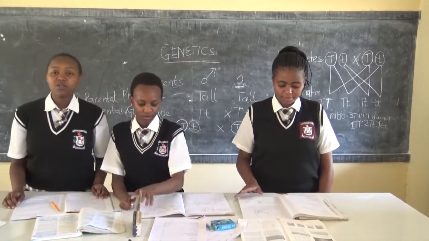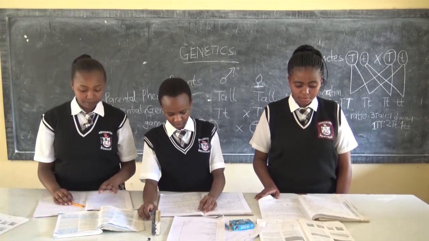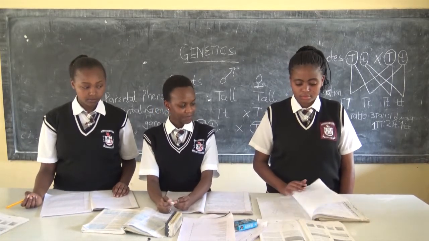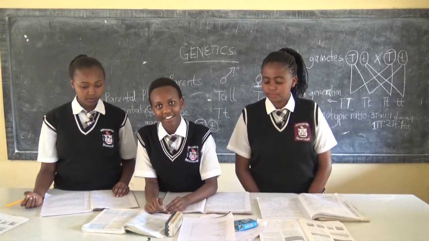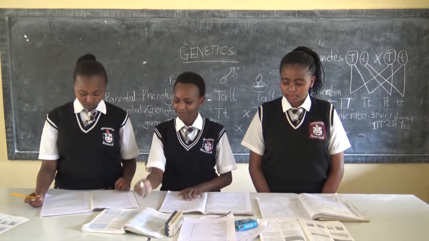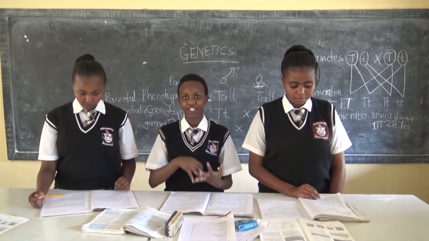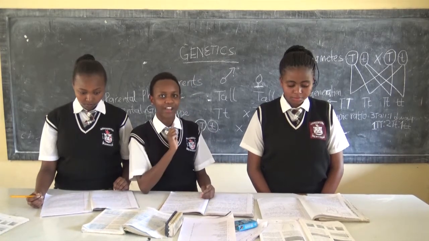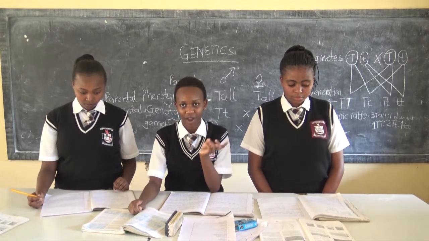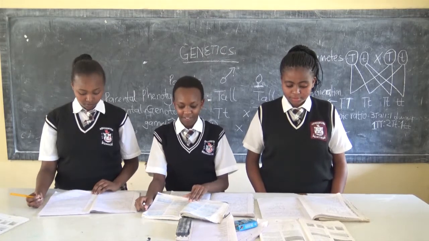Going to sex determination. The sex of an individual is determined by genes located on a specific pair of sex chromosomes called X and Y. Linkage is a condition where characteristics are inherited together because the genes responsible for them are carried on the same chromosome. Sex linkage is a condition where the genes of certain inherited characteristics are located on the sex chromosomes. We have the X chromosome and the Y chromosome. Females have two X chromosomes, and males have an X and a Y. Transmission of sex-linked genes. We have color blindness.